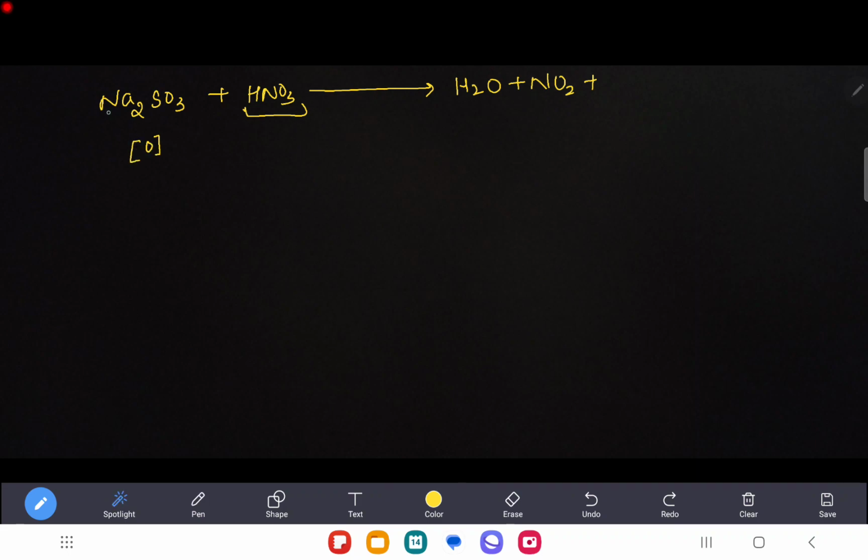Now you have a reaction. For example, if I give you Na2SO3 reacts with HNO3. You know that HNO3 on sitting gives you H2O, NO2, and that nascent oxygen comes here. This is sodium sulfite. So simply add one oxygen here and you will get Na2SO4. Increase one oxygen here. Do you understand? Okay.